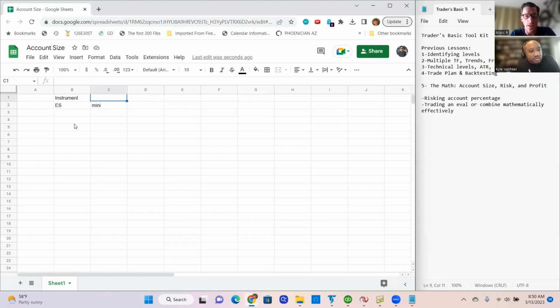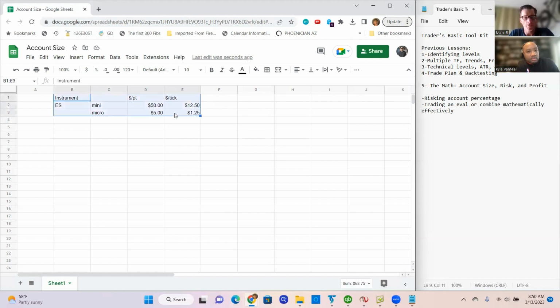Since I trade futures, most of the things I'm going to reference are going to be futures. So dollars a point, dollars a tick. The ES is $50 a point, and your tick is $12.50. The micros on the ES are going to be $5 a point.